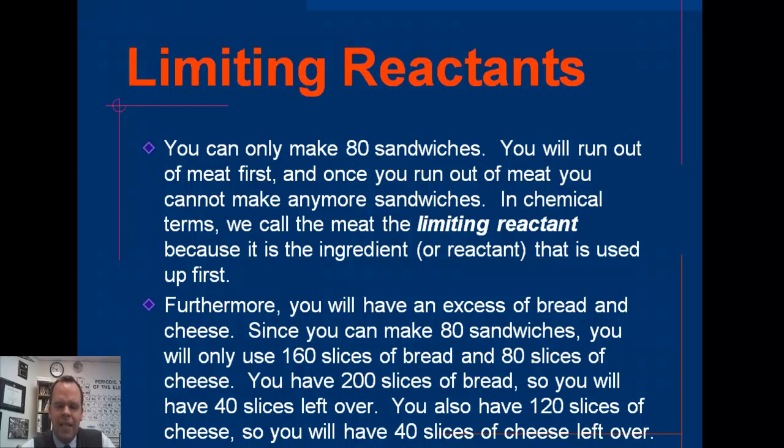Since you can only make 80 sandwiches, you'll use 80 times 2, 160 slices of bread, and 80 slices of cheese, since there's 1 slice per sandwich. If you started with 200 slices of bread, that means you're going to end up with 40 extra slices of bread. If you started with 120 slices of cheese, you're also going to end up with 40 slices of cheese.